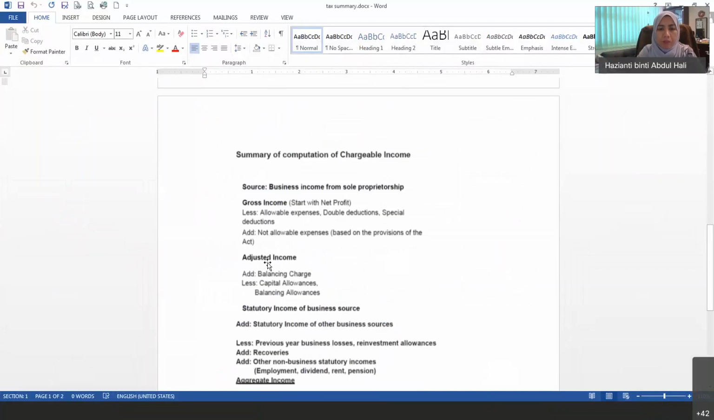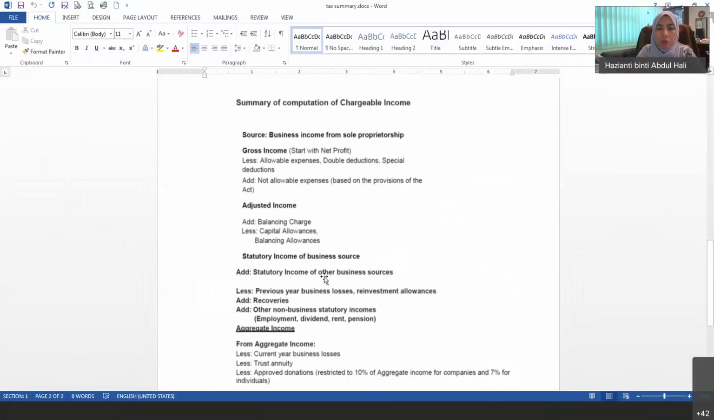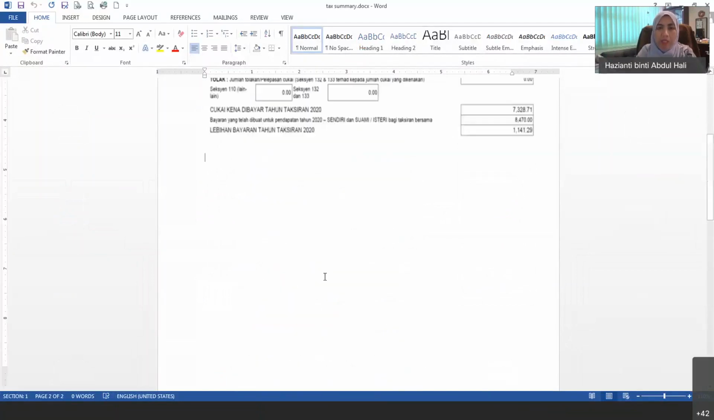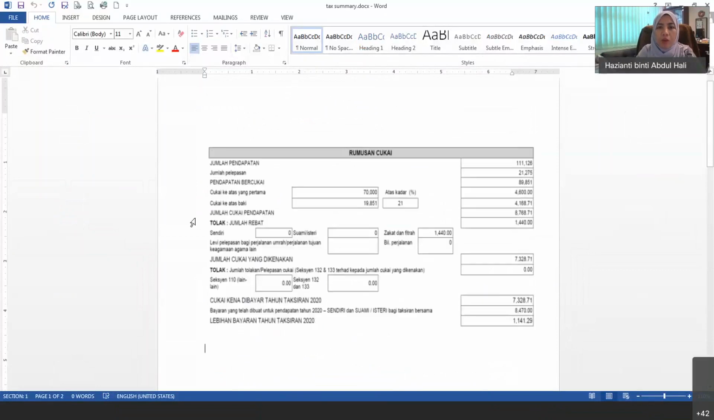Okay. So this is the summary of computation of taxable income tadi. And this is what we have from the e-filing. So from the e-filing, bila kita dah isi, the jumlah pendapatan is based on your income, what types of income: employment, dividend, interest semua tu. Rental kalau ada, and this is the total relief given. So this is the pendapatan bercukai.